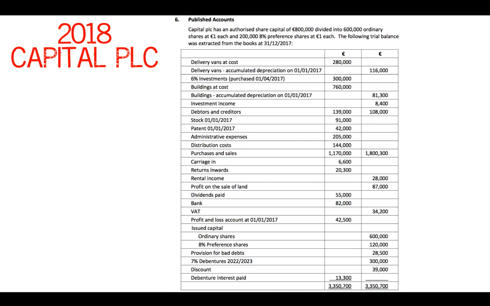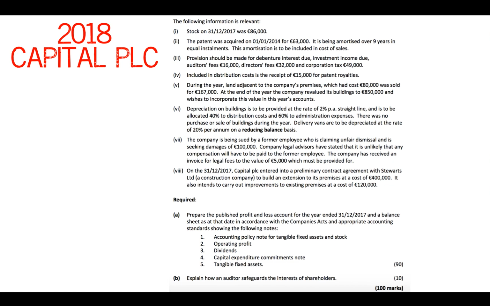Capital plc has an authorised share capital of €800,000 divided into 600,000 ordinary shares at €1 each and 200,000 8% preference shares at €1 each. The following trial balance was extracted from the books at the 31st of the 12th, 2017. So you've got your trial balance there with all of your account balances at the end of the year.